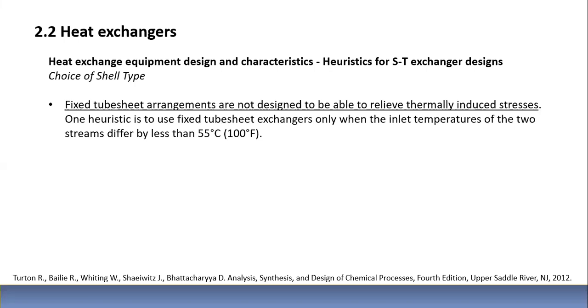Fixed tube sheet arrangements are not designed to be able to relieve thermal-induced stresses. One heuristic is to use fixed tube sheet exchangers only when the inlet temperature of the two streams differ by less than 55 Celsius. Importante que el diferencial de temperatura no sea más allá de 55 grados cuando los tubos están fijos, soldados en ambos lados del intercambiador.